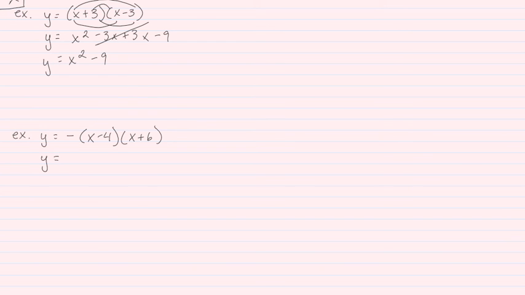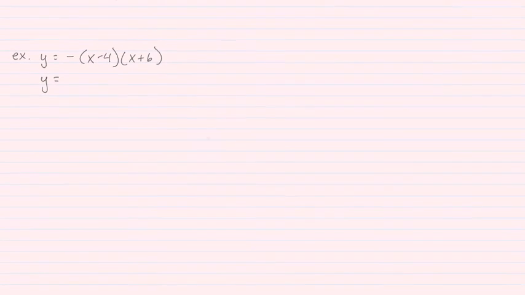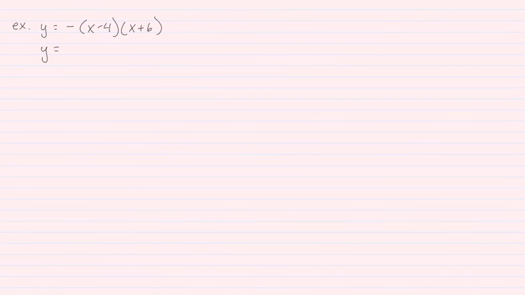Alright, the next example is y equals the opposite of (x minus 4) quantity times (x plus 6) quantity. So I'm going to write the opposite of and go ahead and FOIL these. First, outside, inner, last.